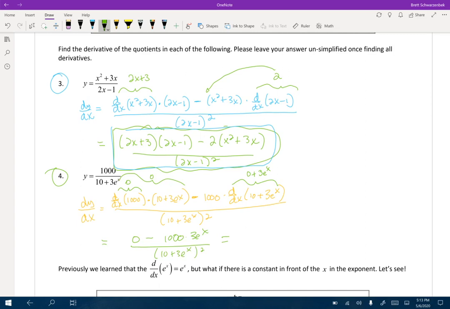It looks like it's going to be, so be careful here. So the 0 goes away, but this negative is still here. So we're going to get negative 3,000 e to the x over 10 plus 3 e to the x squared. And this is the derivative of your original function.